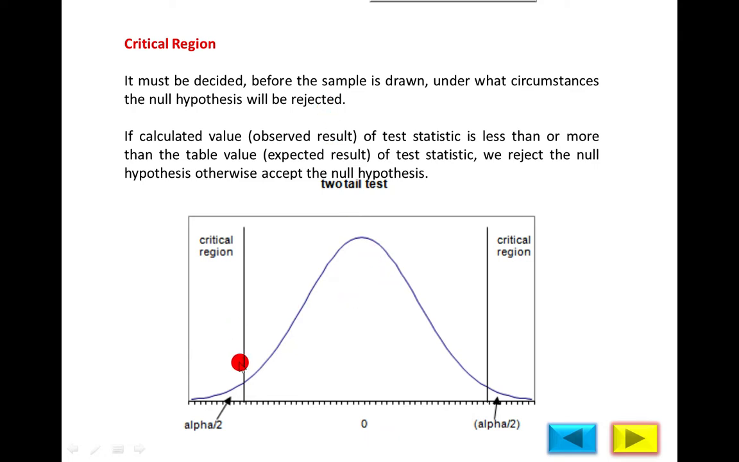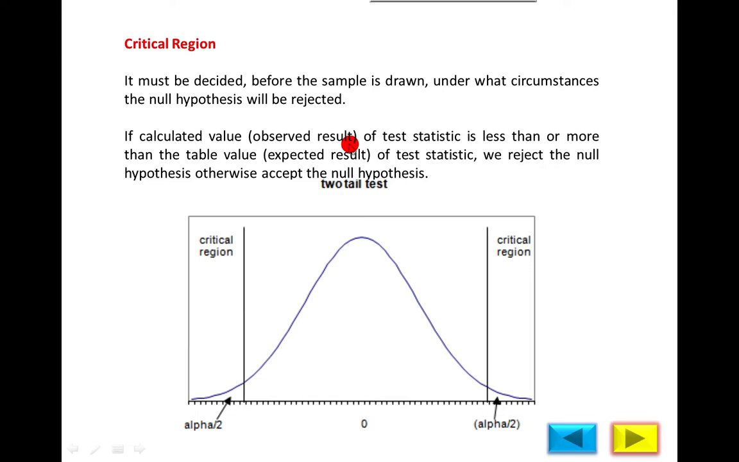With the help of this diagram, you can understand: if the calculated value, the observed result of the test statistic, is less than or more than the table value, the expected result of the test statistic, we reject the null hypothesis; otherwise we accept the null hypothesis. What is the difference between the observed result of the test statistic and the expected result of the test statistic?